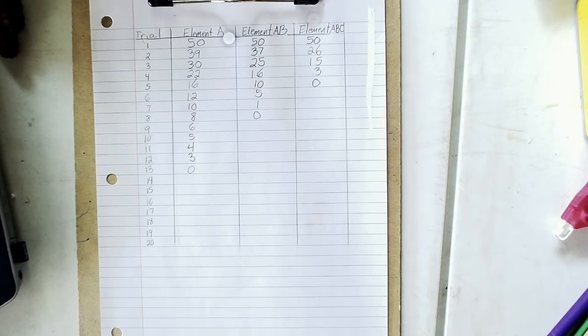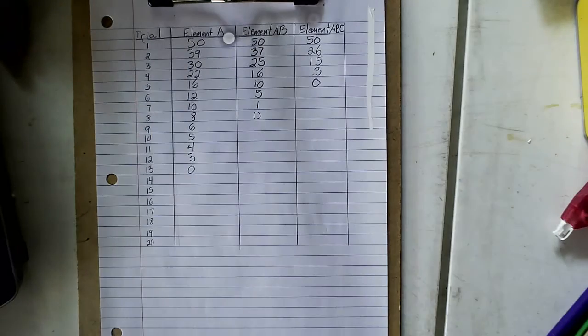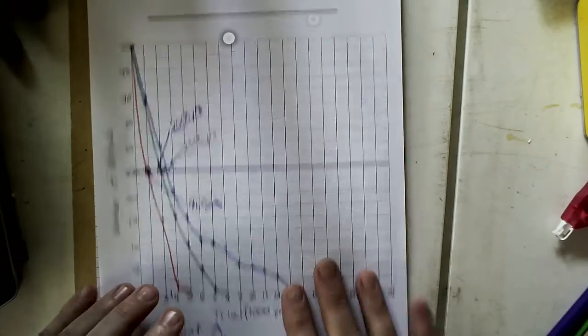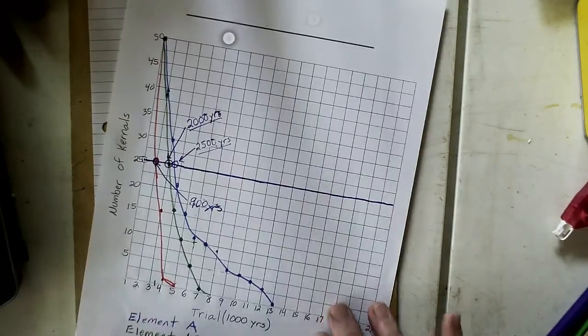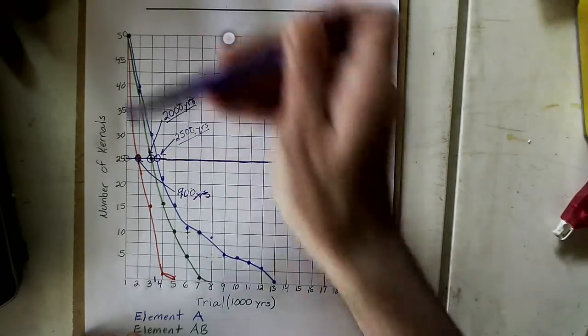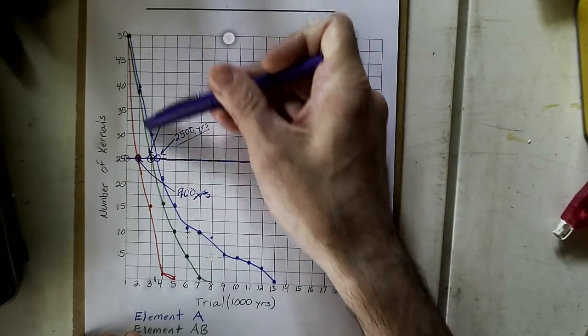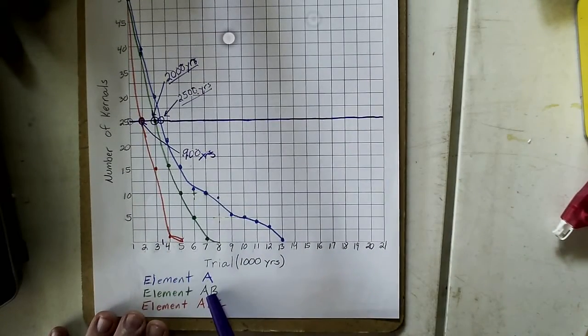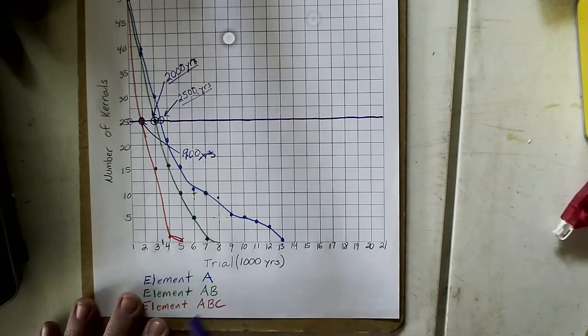All right, so on this lab sheet, here's my data. Okay, and in order to figure out where I touch that 25th kernel, I have to graph it. So this is the data. This is the graph. Okay, and if you look at the graph and how it works, the blue line is element A, the green line is element AB, and the red line is element ABC.